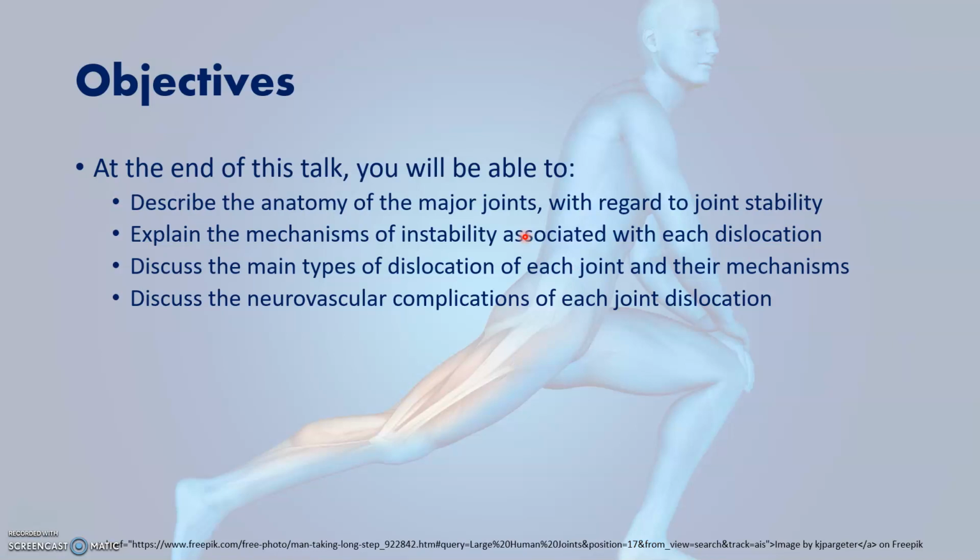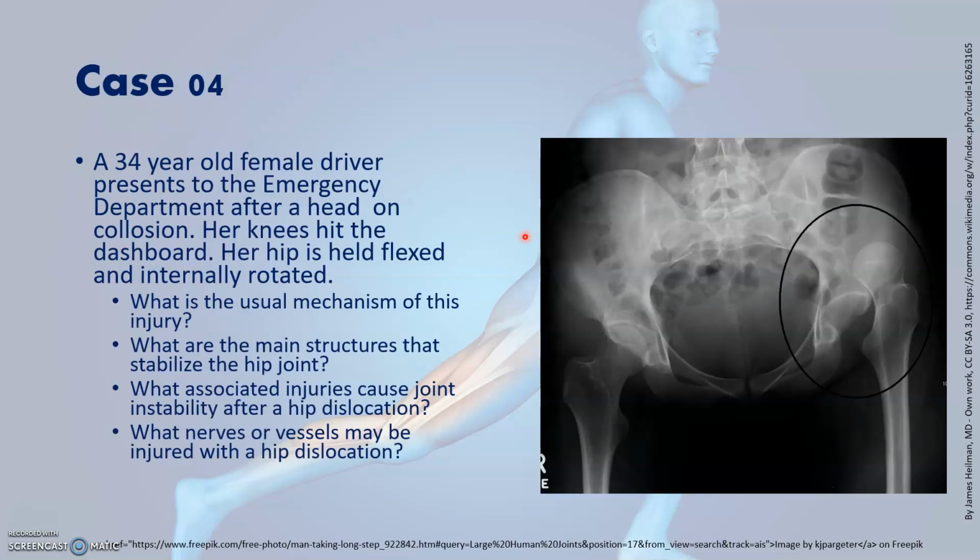The objectives remain the same as for our last talk on upper limb joints. So the first case is a 34-year-old female driver who was involved in a head-on collision and her knees hit the dashboard. Her hip is held flexed and internally rotated, and we can see the x-ray on the left. So again, you can pause the video, go through the questions on your left, and see if you can come up with some answers.